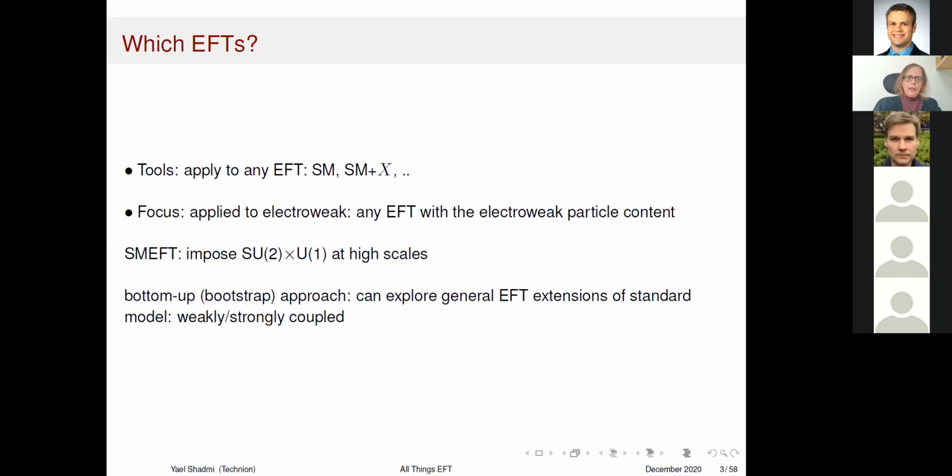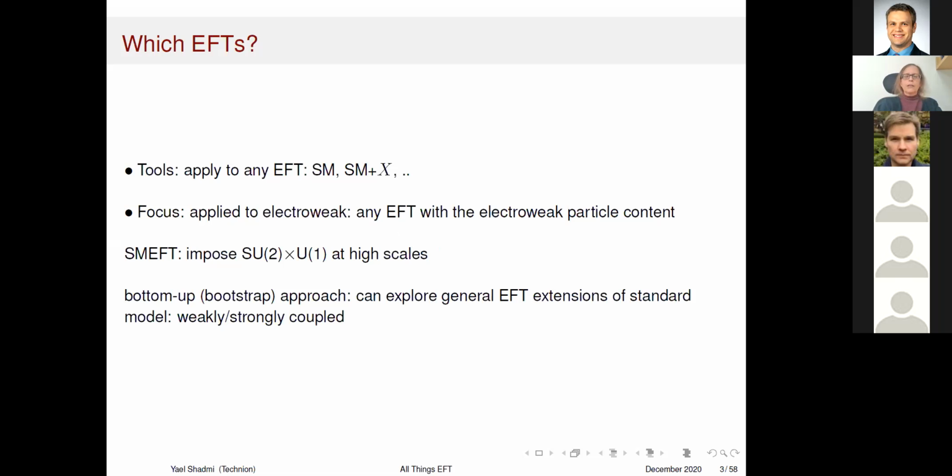So I was asked to say which EFT I'm going to talk about. And as you'll see, part of this is really about tools. So these are general tools that you can apply to the EFT of your choice, whether it's the standard model plus something, or whatever else you're interested in. And the main focus here is going to be applications to the Electroweak theory.